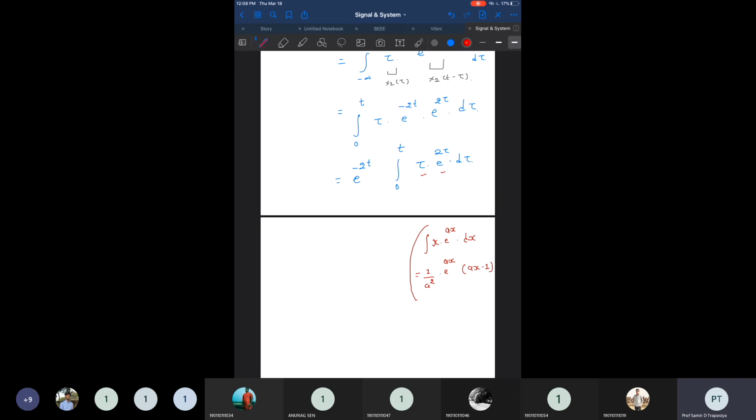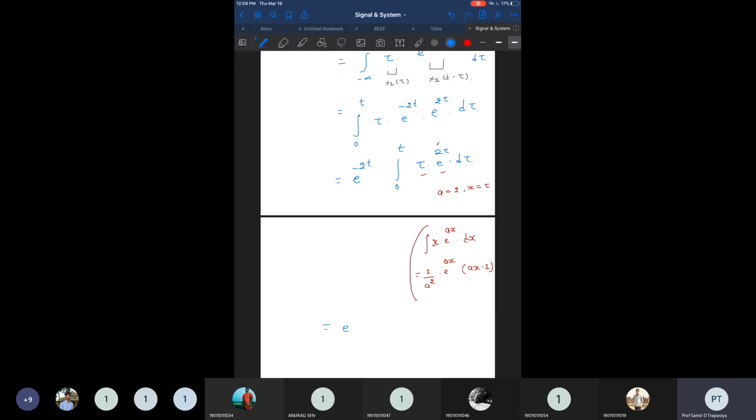So you can simply integrate, and this is the simplest form. If you do the integration, you are also getting the same thing. So now what is a in our case? A in our case is the 2, which is multiplied with the tau, and what is the x in our case? That is the tau. So we can apply this formula and directly take the integration. So this is the output of this integration.